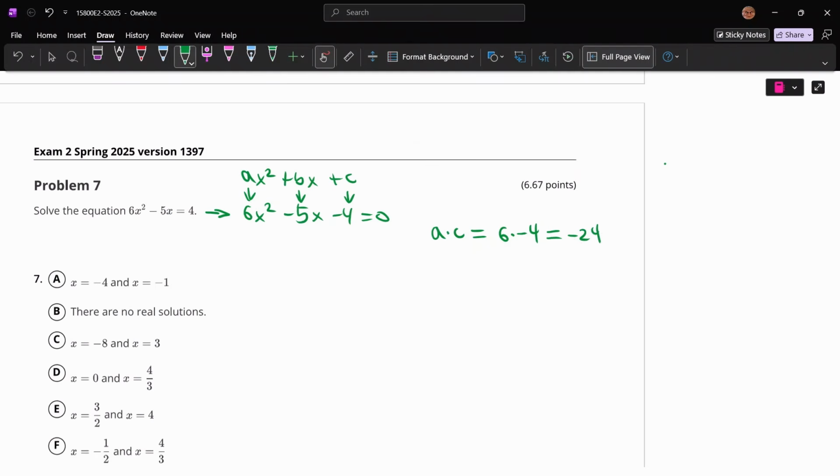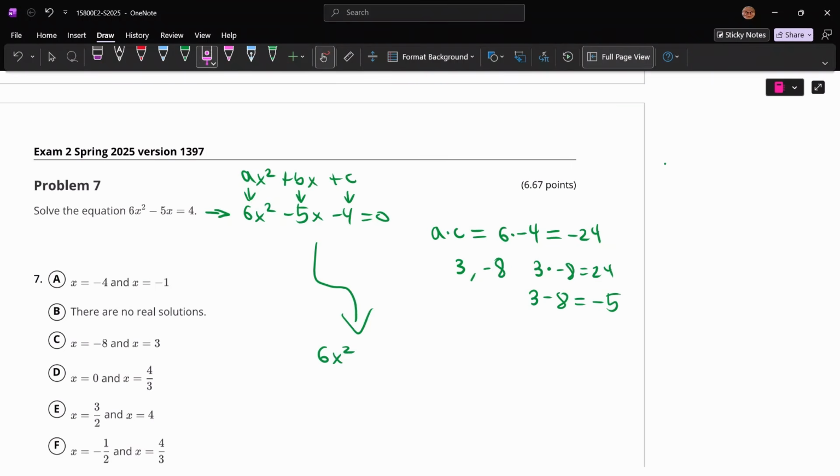And so for that, we can use 3 and negative 8, because 3 times negative 8 gives you negative 24. And then when you add them together, so I'll show you. I'll use 3 and negative 8, because 3 times negative 8 equals negative 24, and 3 minus 8 equals negative 5. So then we can rewrite this expression in a way that looks like this, where we have 6x squared.